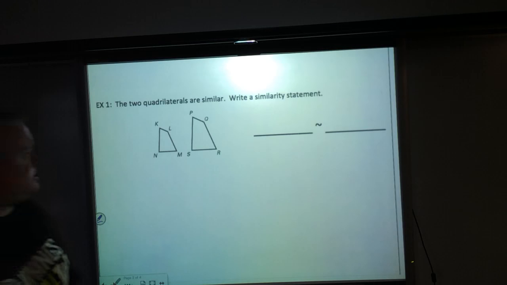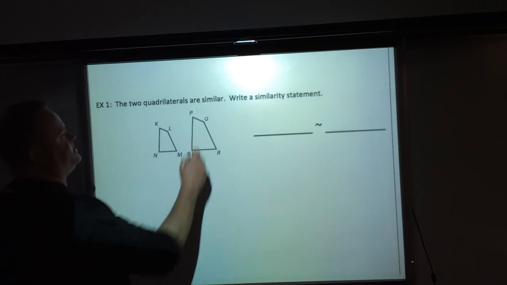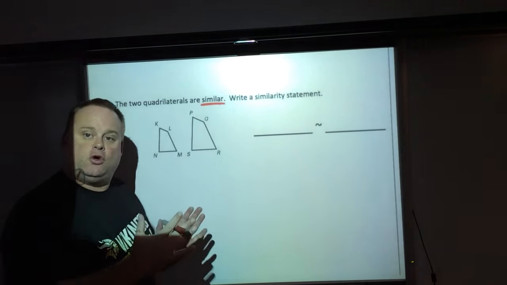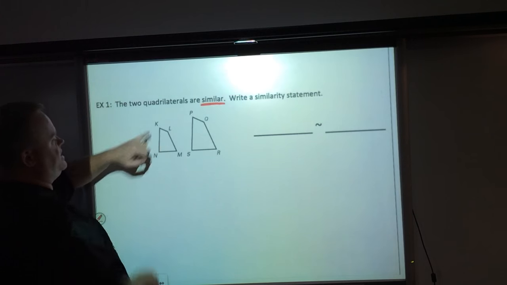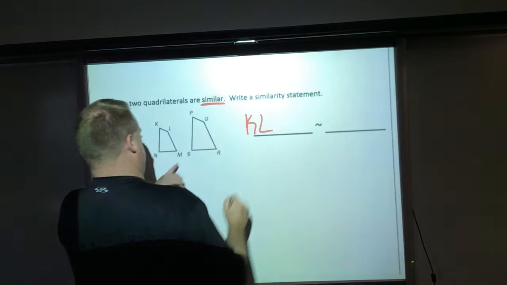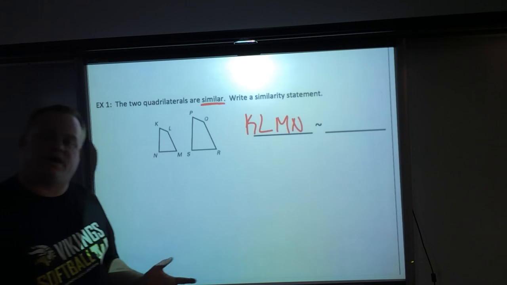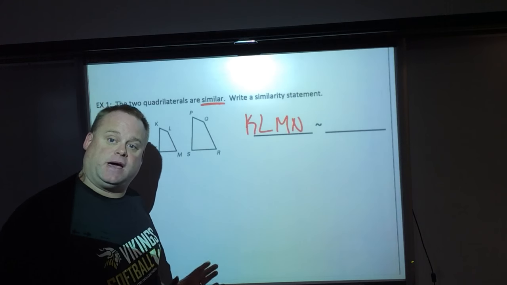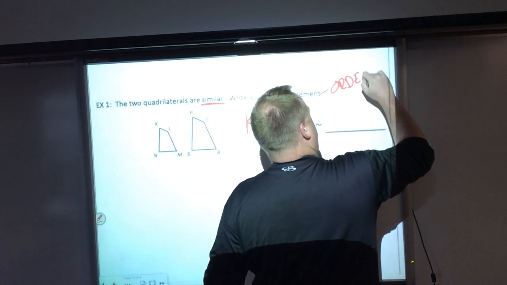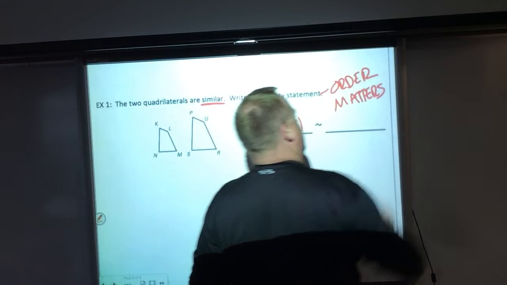The two quadrilaterals are similar. Write a similarity statement. We've already said that they are similar, so we know that. We're going to go in order. I'm going to start on this one at K, so I've got K, L, M, and N. In order to write this correctly, I have to have the order, and I always want to make sure order matters.